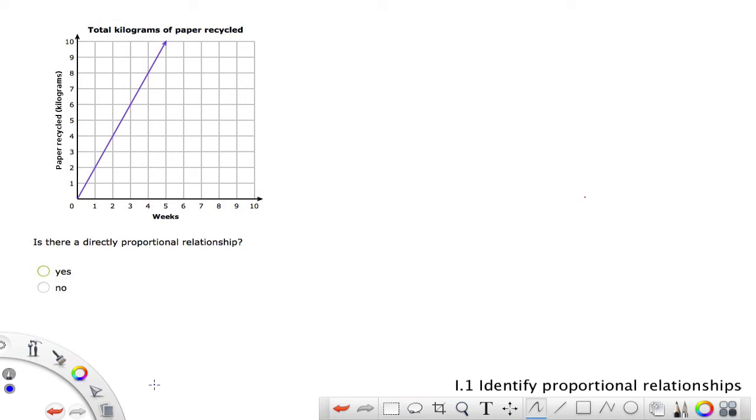At section I.1 for IXL Grade 8. This is about identifying proportional relationships. And this one's pretty straightforward, but we're going to talk about the reason why.